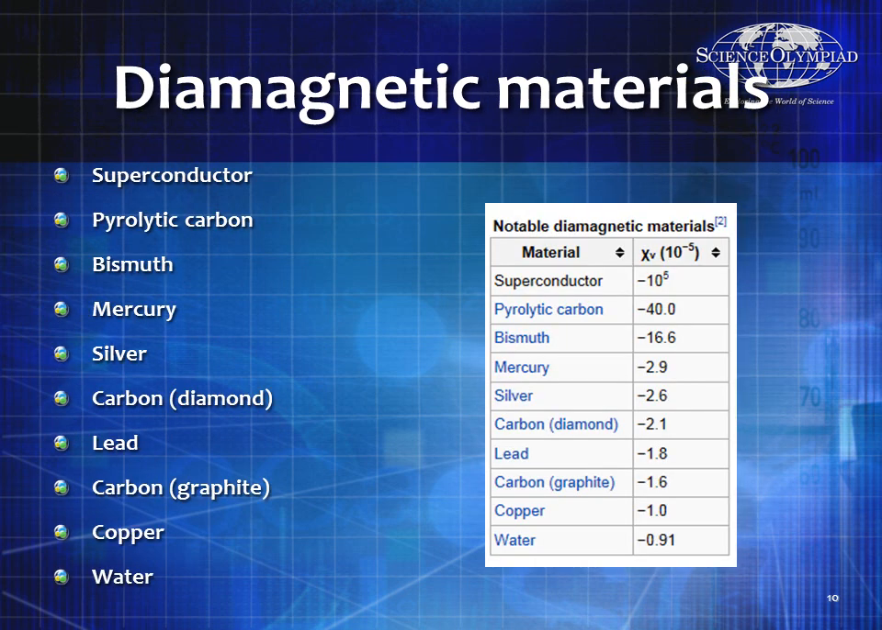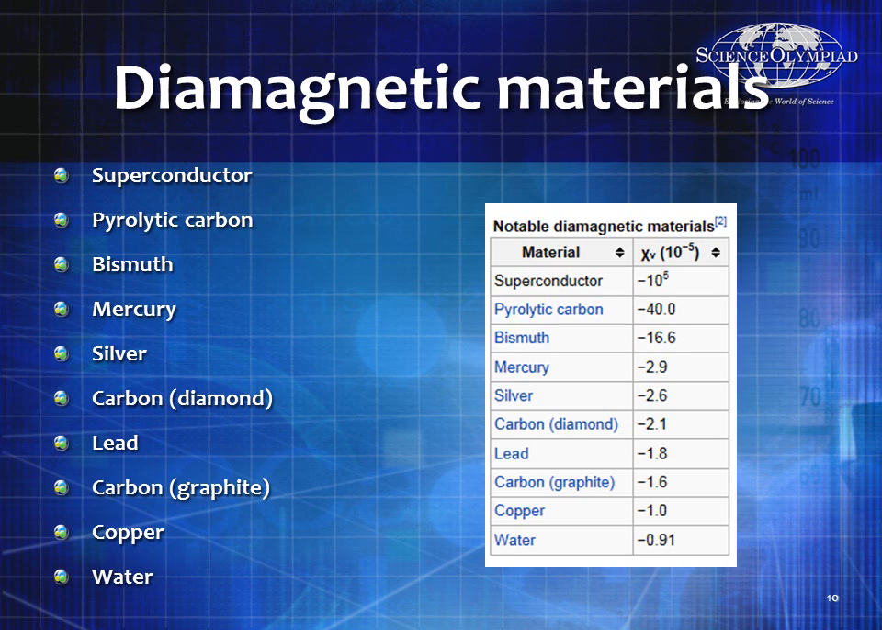Okay, now you'll notice that these are really low susceptibilities, but they're slightly negative. So you're talking 10 to the minus 5, but only negative. The difference, you and I wouldn't be able to notice between diamagnetic and paramagnetic materials because it's so close to zero. But here you've got superconductor, bismuth, mercury, silver, diamond, lead, carbon, copper, water.